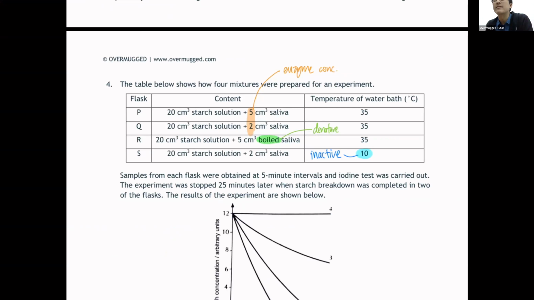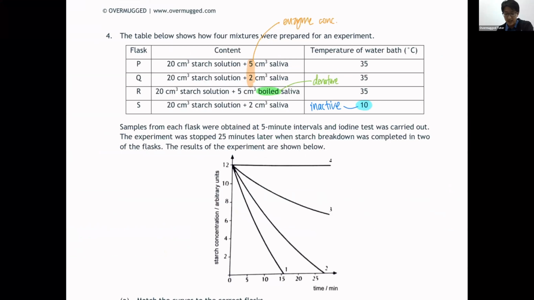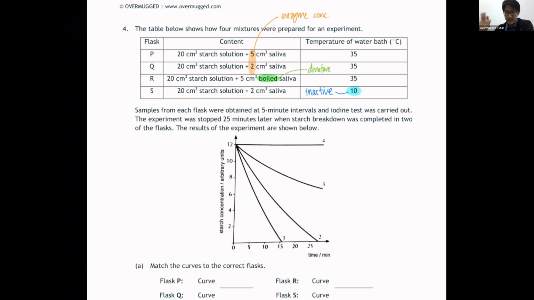The copy is the one that I forgot to take the answer out of. Is it printed for you already? Okay, so if you look at the answers over there, does it make sense now? In R, salivary amylase is entirely denatured, so no starch can be broken down. That's why curve 4. Make sense?